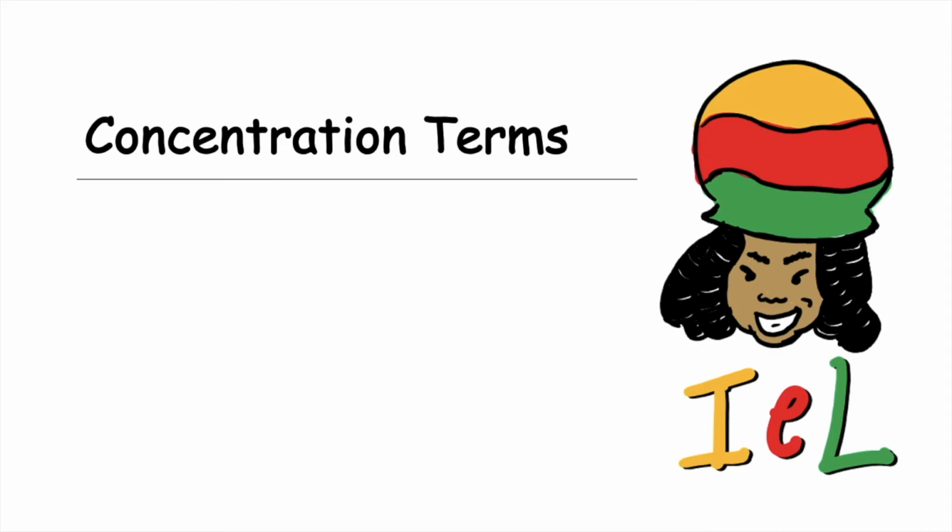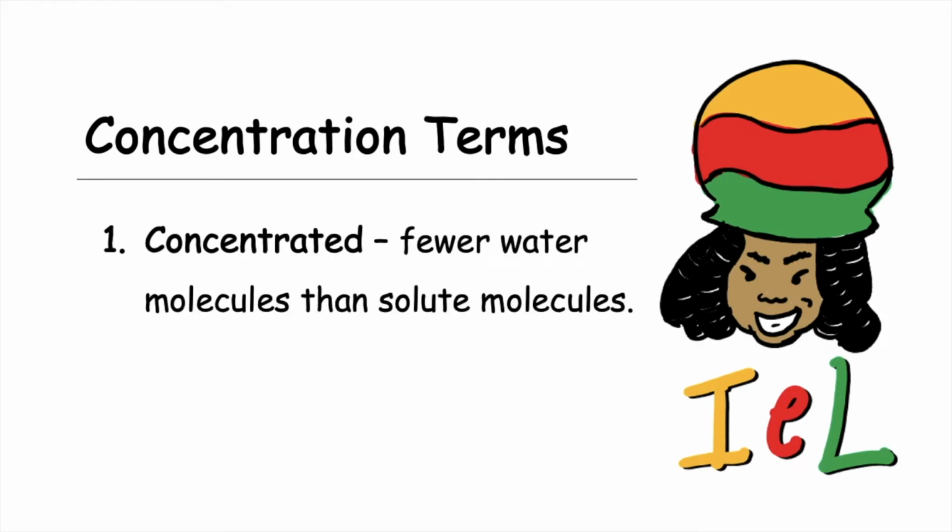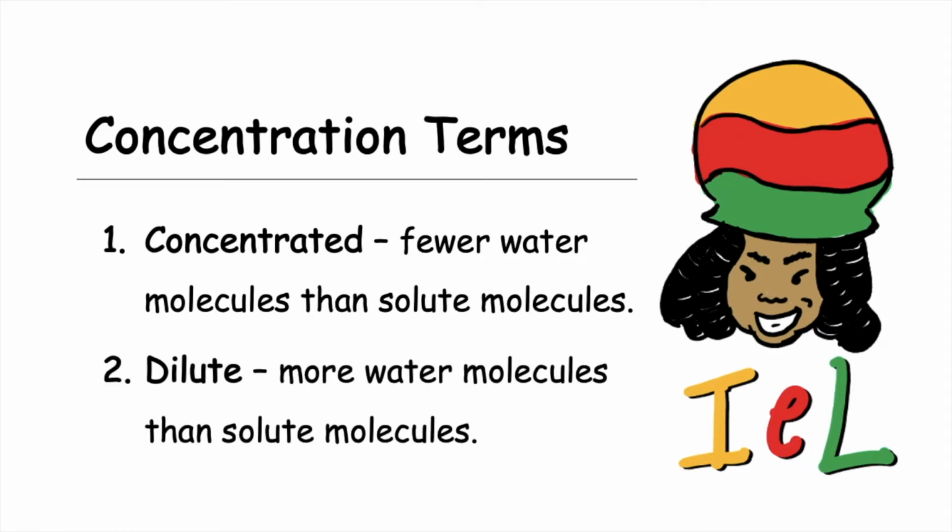Two terms or words are used to describe the concentration of an acid or an alkali. We use the term concentrated. A concentrated solution has fewer water molecules compared to solute molecules of the acid or the alkali. Or we can say that a concentrated solution has a smaller volume of water in which the solute molecules are dissolved. And the second term is dilute. A dilute solution has more water than solute molecules for the acid or the alkali. Or we can say that the diluted solution contains a large volume of water in which the solute molecules dissolve.